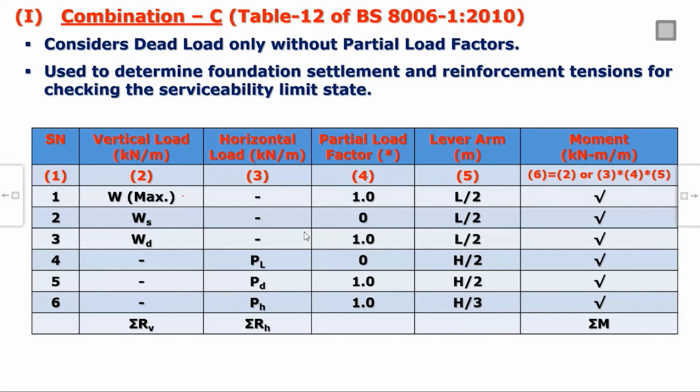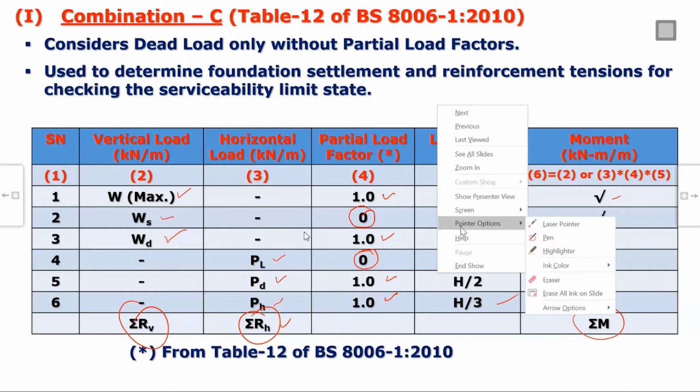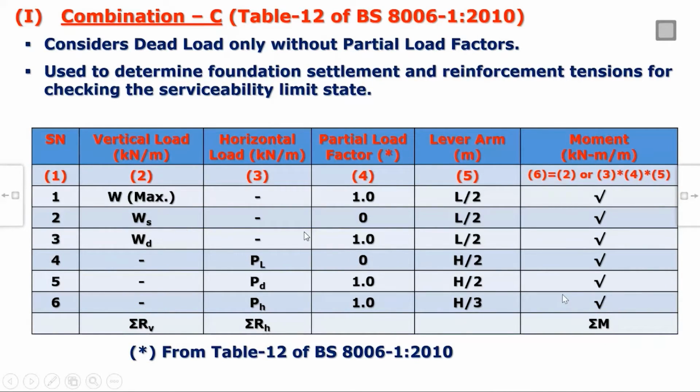So here again, this vertical load maximum, these are all again you can take, and here you see for whatever is your dead load, factor of safety or surcharge load 0, and for live load wherever it is there we have put partial load factor 0 because we don't have to take live load, and these are lever arms. Again you multiply them, get this value and get sigma RV, sigma RH and sigma M. So for 3 combinations you have to calculate sigma RV, sigma RH and sigma M, and that's why the easiest way is to make a spreadsheet. There the values come automatically. That is what we have done.